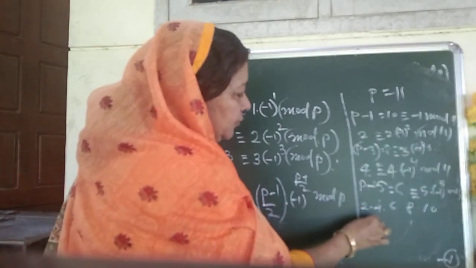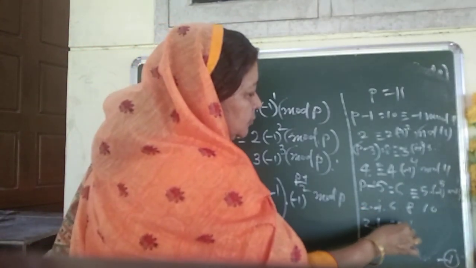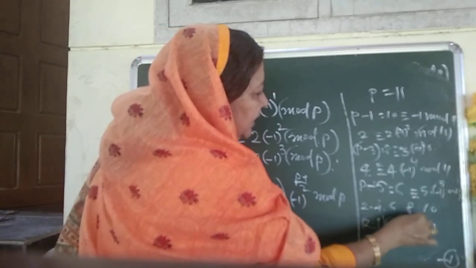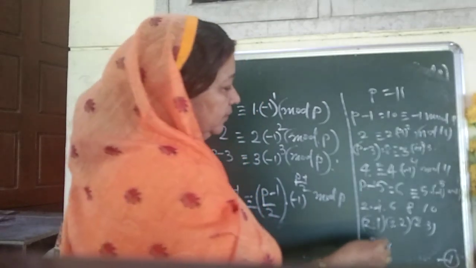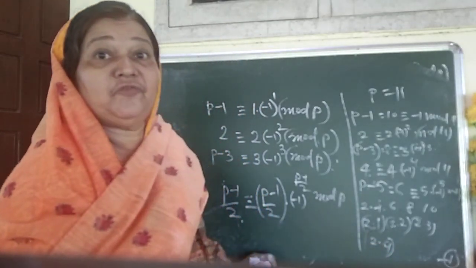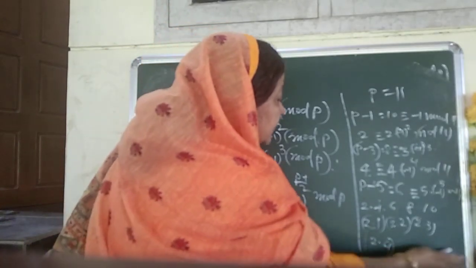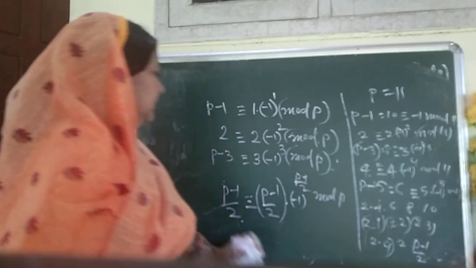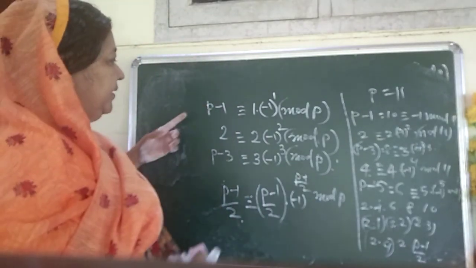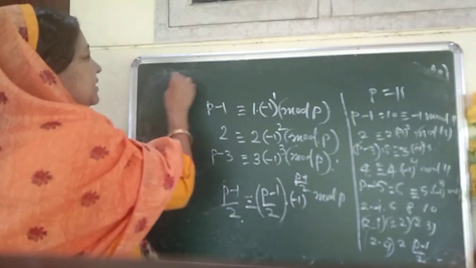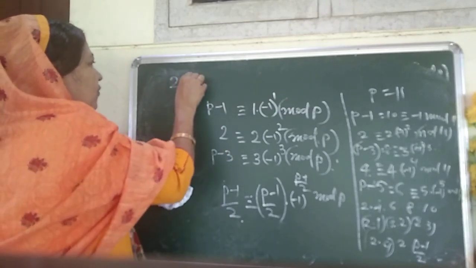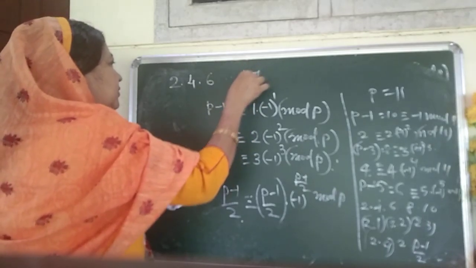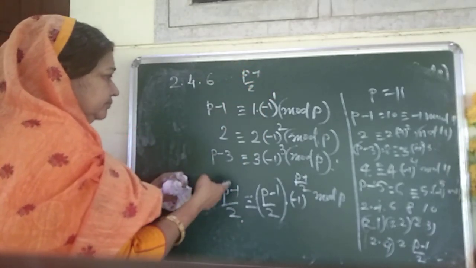That is 2 into 1, 2 into 2, 2 into 3, 2 into 4, then 2 into 5. What is 5? 5 is p minus 1 by 2. So the last term is 2 into p minus 1 by 2. Similarly, if we multiply all these numbers, we get 2 into 4 into 6 into etc. into p minus 1 by 2 into p minus etc.